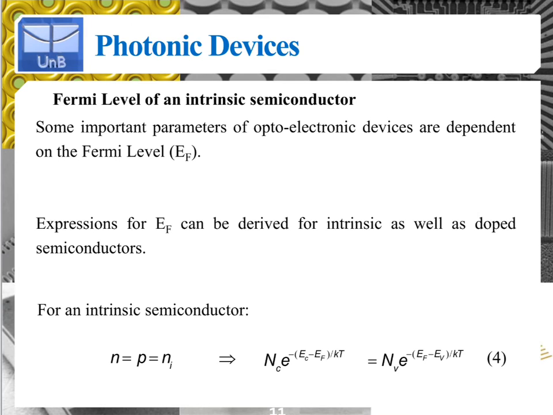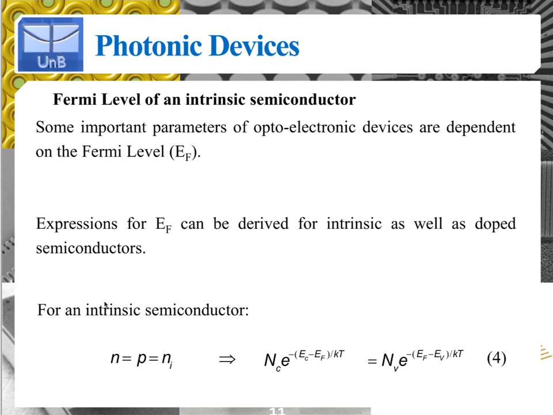In this part we are going to find out expressions for the Fermi level in doped as well as undoped semiconductors. Some important parameters of optoelectronic devices are dependent on the Fermi level. The Fermi level determines the carrier concentration in the conduction and valence band. Expressions for EF can be derived for intrinsic as well as doped semiconductors based on the theory that we have just seen.